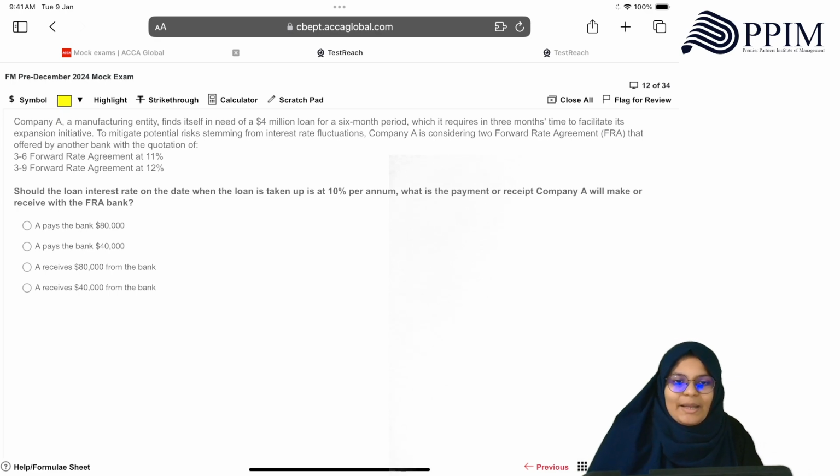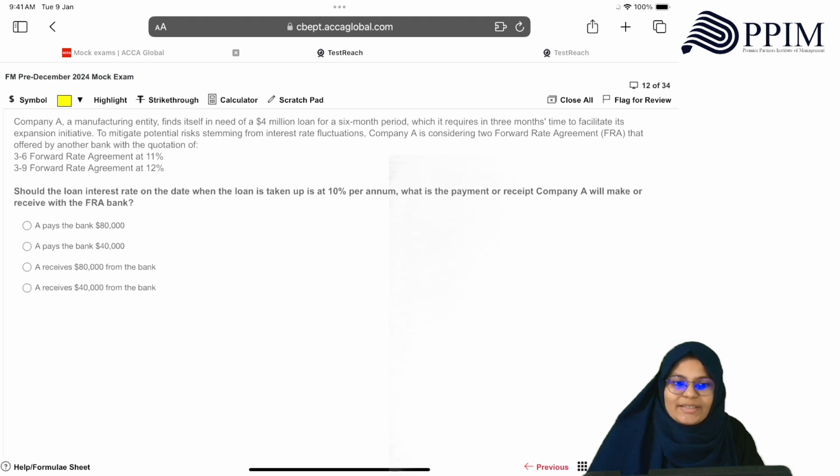Okay. To mitigate potential risks stemming from interest rate fluctuations, they are considering a forward rate agreement offered by another bank with a quotation of a 3 to 6 forward rate at 11% or a 3 to 9 forward rate at 12%.